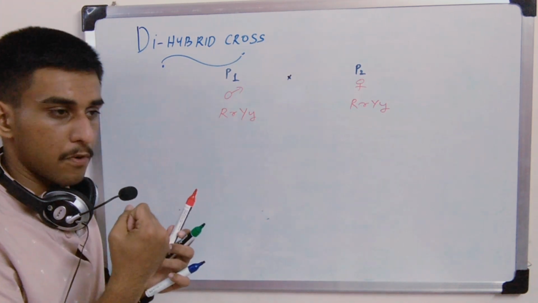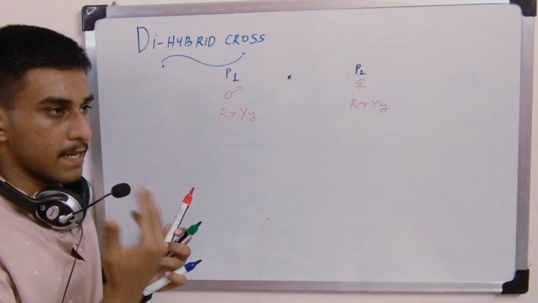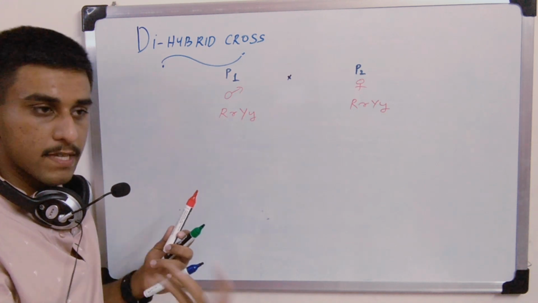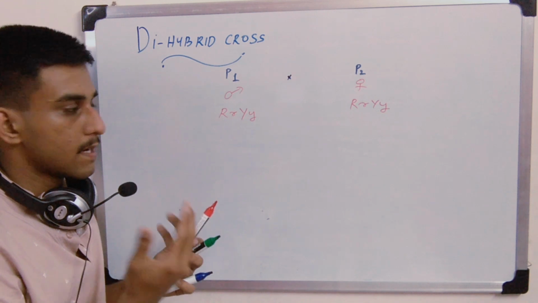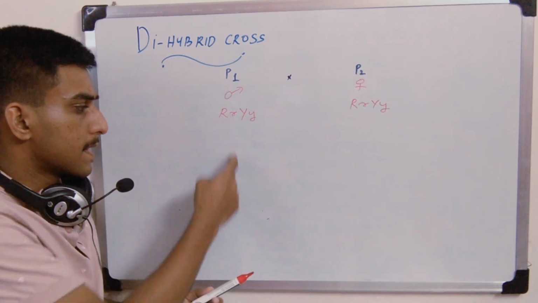So now, by the process of gametogenesis, pollen grains are formed, ovules are formed. So how are the gametes formed? By the process of meiosis, right? So in meiosis, the gametes will be formed.